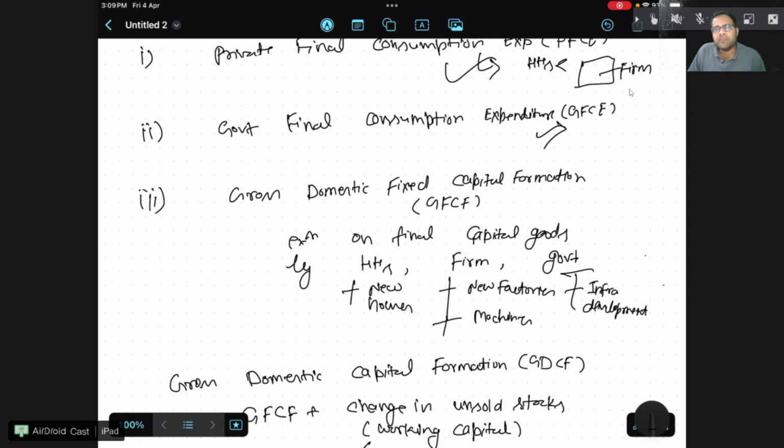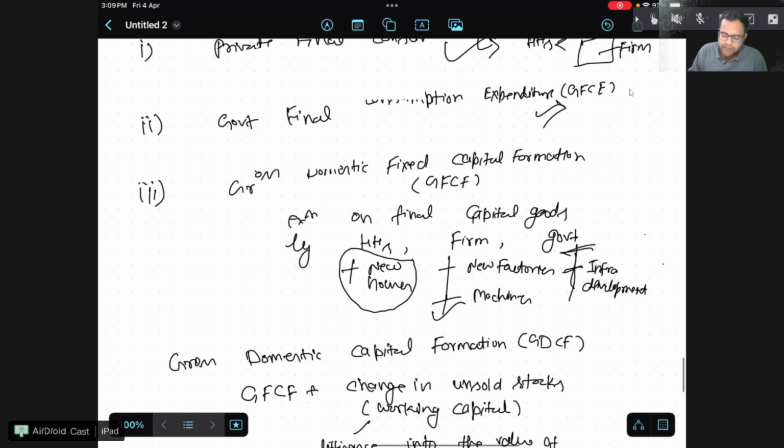For example, if we take the household, a household can buy new houses for the formation of fixed capital. The firm can buy new buildings, new factories, and establish new machines as capital formation. The government can do infrastructure development for capital formation. This is the third type of expenditure on any particular goods coming from any firm.